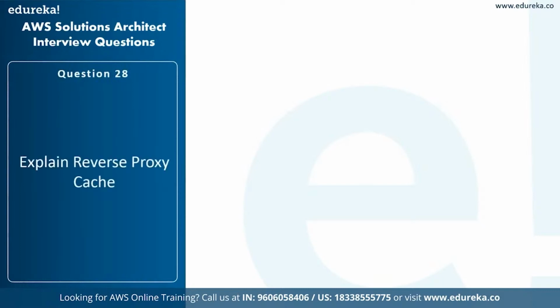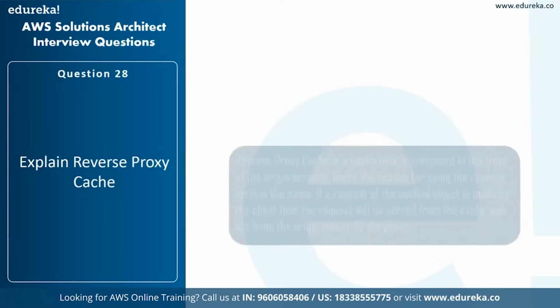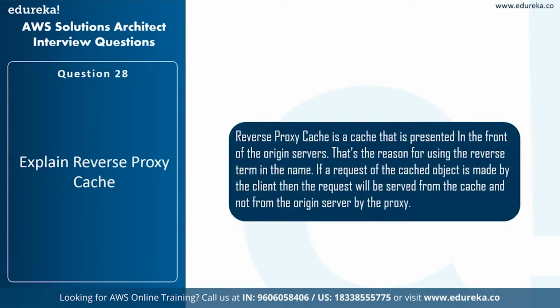Now moving on, what is reverse proxy cache? Now reverse proxy cache is a cache that is presented in front of the origin servers. That's the reason for using the term reverse in the name. And if a request for the cached object is made by the client, then the request will be served by the proxy from the cache and not from the origin server. So this is what happens in case of any reverse proxy cache.